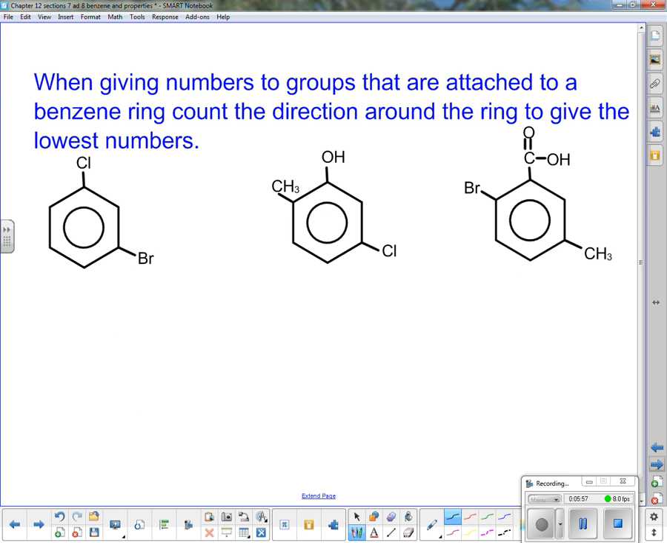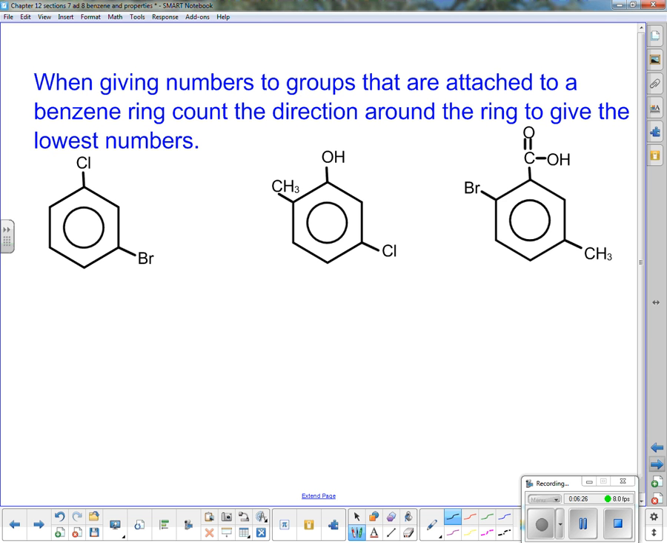So let's look at some different groups. We're going to number them so that the benzene ring count, we count in a direction that will give us the lowest numbers. And to know where to start, it's always if there is something coming off, like a specialty group that we named earlier and had a specific name, we start there and then go around the benzene the lowest way to get the lowest numbers.